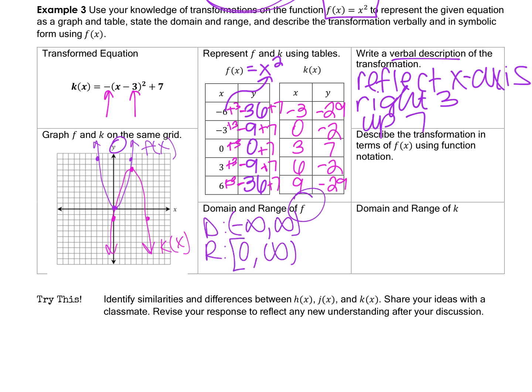Looking at the pink one, the K one, the domain is negative infinity to infinity. It will be the same for any parabola that we have because it will be continuous to the left and right. For the range, go to the bottom. Notice there are arrows at the bottom, so negative infinity. Go up to the top of the y-axis, and that's at 7.